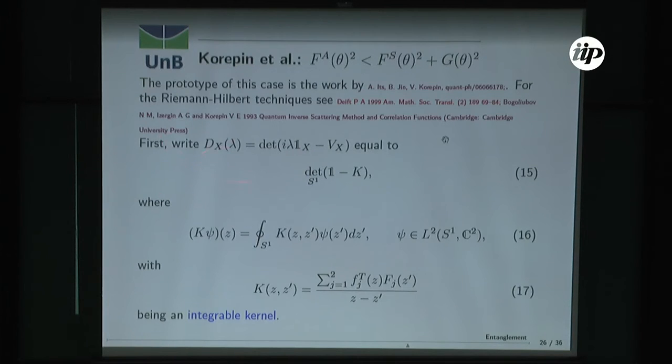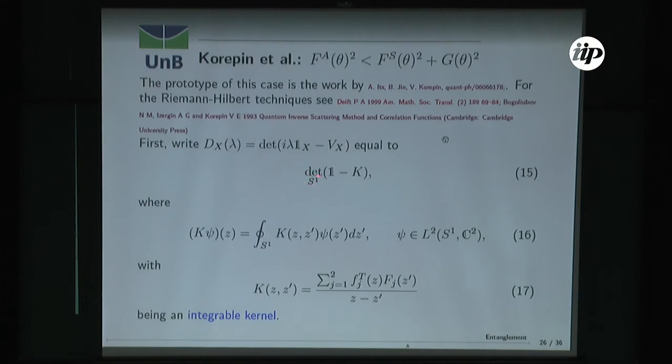So this is just a flash of the technique. I'm not going to do this because it's quite technically involved. Then, I want to compute the asymptotics of this determinant when x goes to infinity. So the first thing is to turn this problem into a Fredholm determinant. So this determinant I write as a Fredholm determinant.